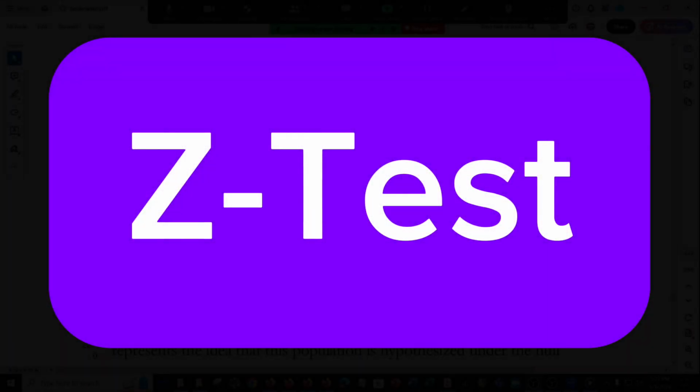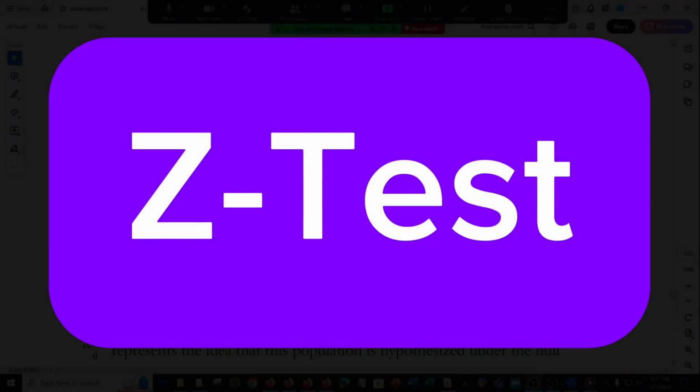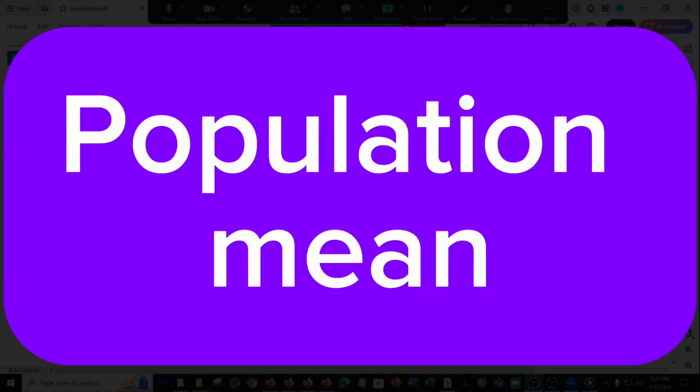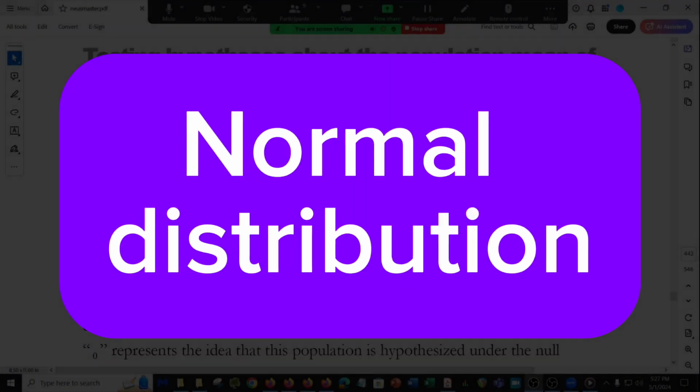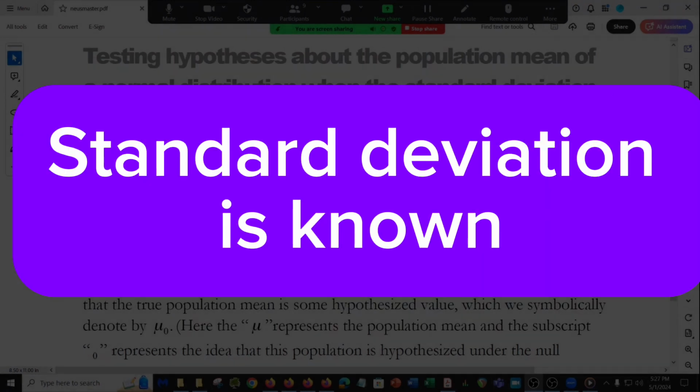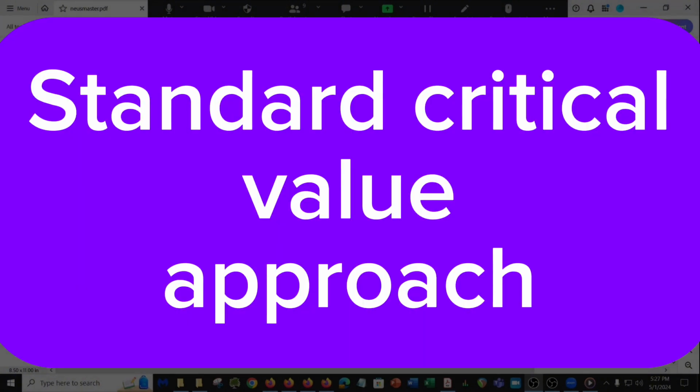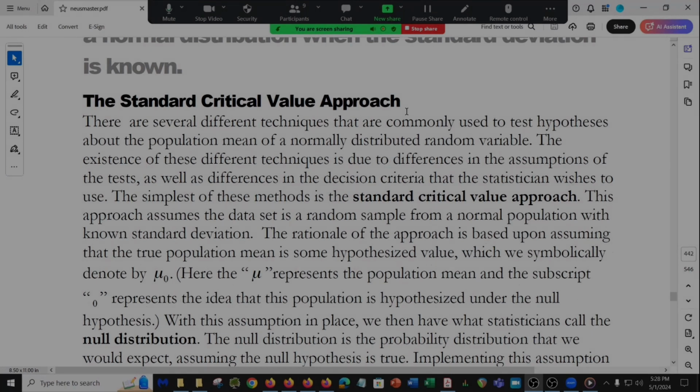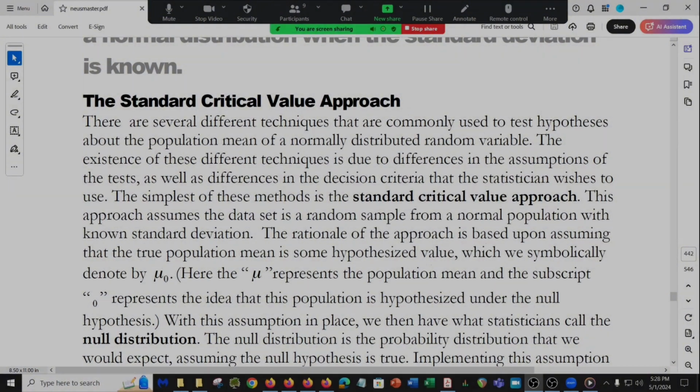This z-test involves testing hypotheses about the population mean of a normal distribution when the standard deviation is known. And the first approach that we will take is what's called the standard critical value approach. In this approach, there are several different techniques that are commonly used to test hypotheses about the population mean of a normally distributed random variable.